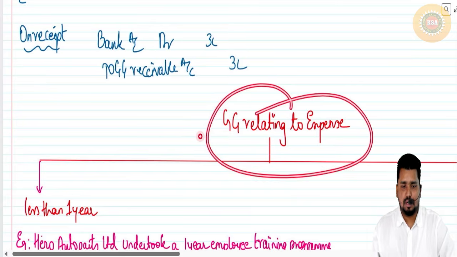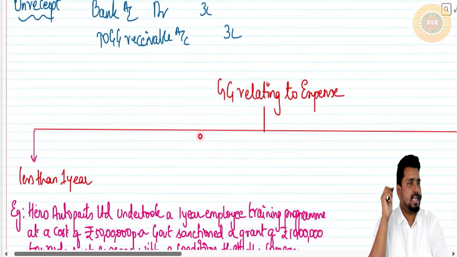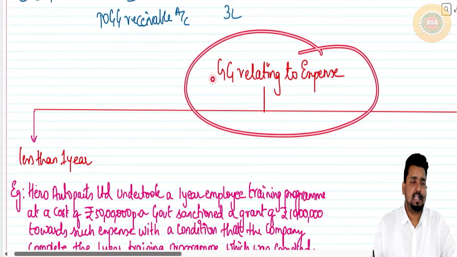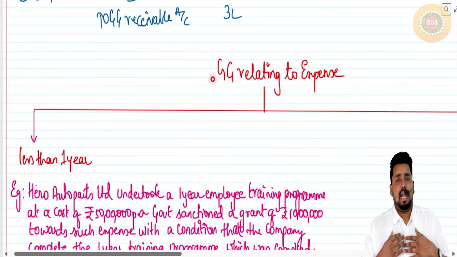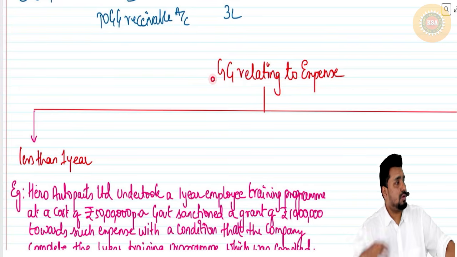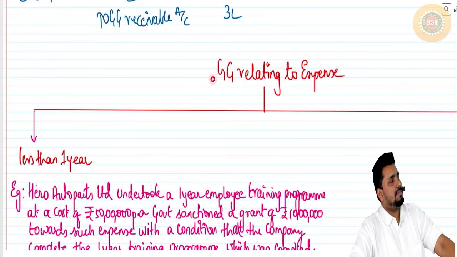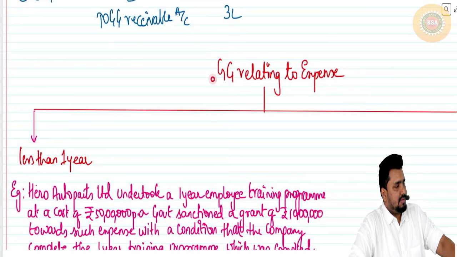Now next, government grants relating to expenses. Same like depreciable asset. Very, very easy. Clear? See, government grant related to expense. For example, in the year 2019, 2020, 2021, COVID-19 time, certain companies were spending some amount to make sure their employees were getting vaccinated. For that, they would have spent.